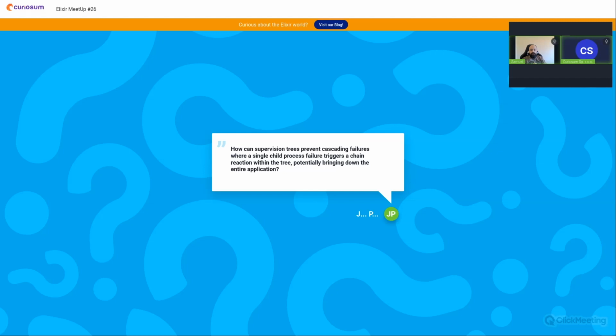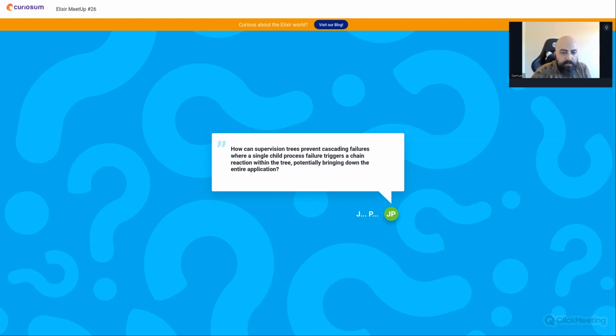So, if you choose the one for one supervision strategy for your process, when that process crashes, it will not crash the other processes. So if that's something that can happen, you isolate that process, use the one for one supervision strategy, so that when it goes down, it will not bring down the whole application. That's the whole point of our supervisors. It's to isolate our processes and our failures so it doesn't affect the whole system, you know.